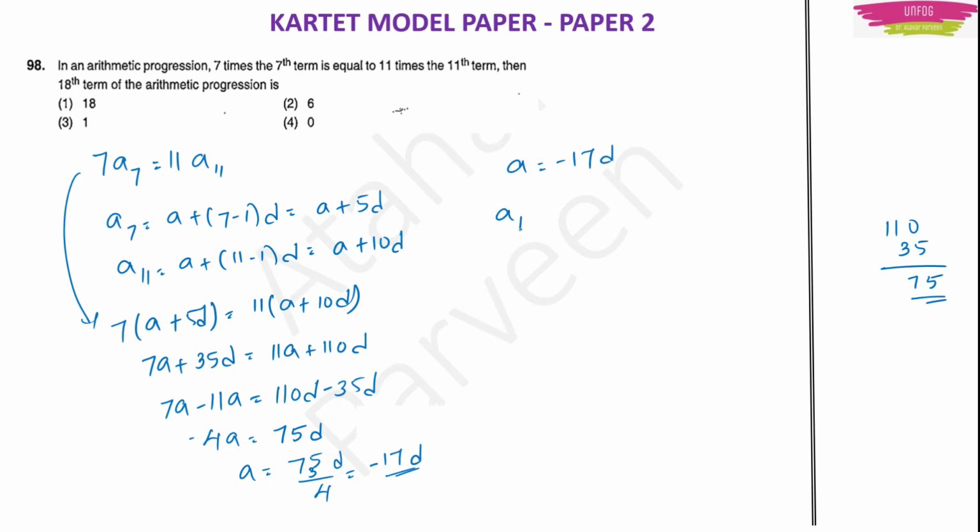Now I can easily find A18, right? A18 is equal to A plus N, which will be 18 minus 1 into D. Now what is A? It is minus 17D plus this is 17D. So A18 will be equal to 0 because minus 17 plus 17 is equal to 0. So option 4 will be the right answer.